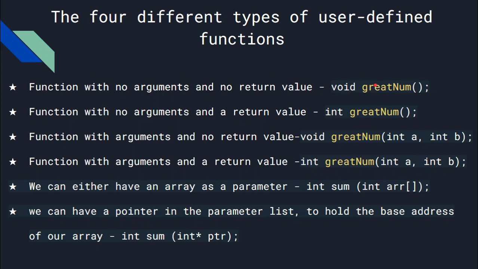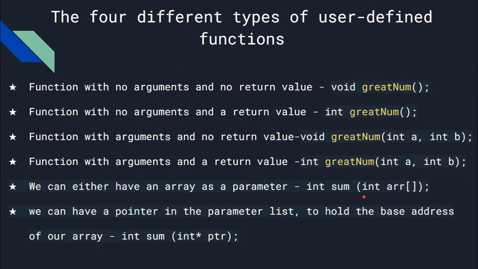So an example is given using the function name great num with all four combinations: no arguments and no return type, no arguments and a return type, arguments and no return type, and finally arguments and a return type. So now these are the four combinations. And then we can also have an array as a parameter. Here we have seen the parameters int a, int b. There can also be a mixture of parameters, int a, float b, char c, whatever it may be. So there may be any number of parameters inside the function name.